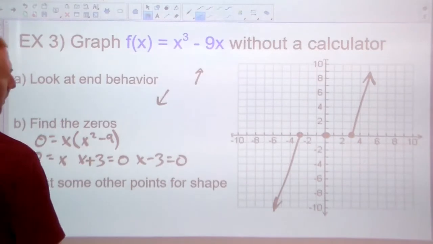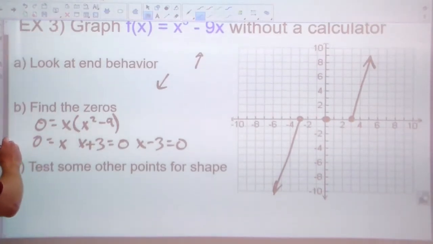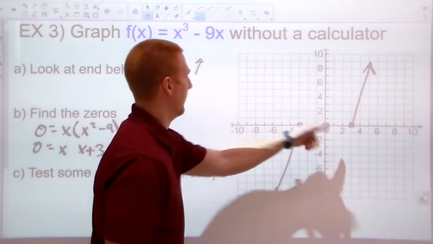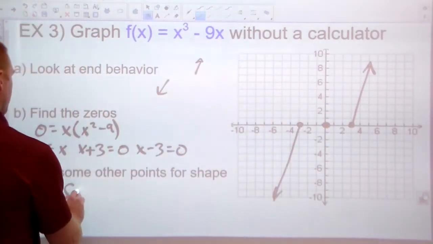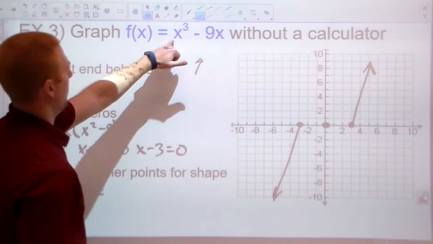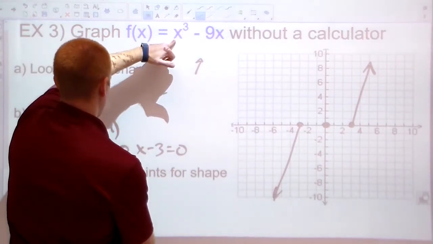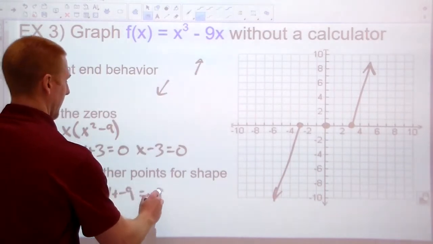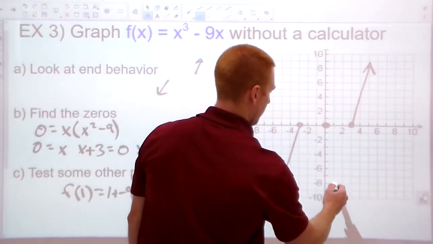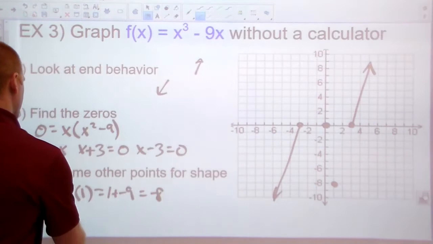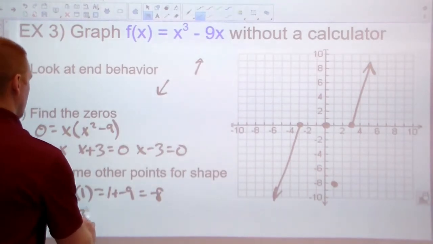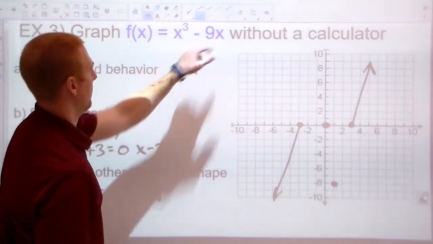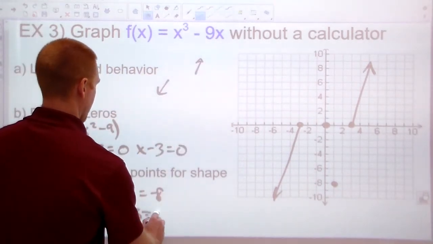All right, and then test some other points to get the shape. So I'm going to do a few different points here. Let's try 1. That should be a pretty easy one. So f of 1, all right, well 1 cubed is 1. And then negative 9 times 1 is minus 9, so that'd be negative 8. So 1, negative 8 would be on there. F of 2, well, let's see, 2 cubed is 8. Negative 9 times 2 is negative 18, so that'd be negative 10.